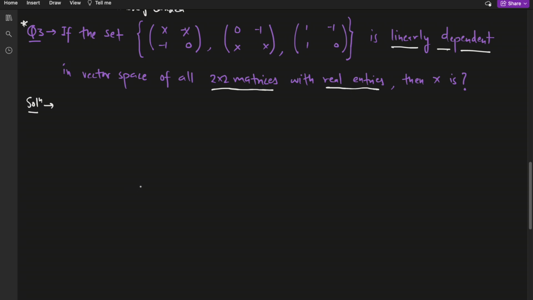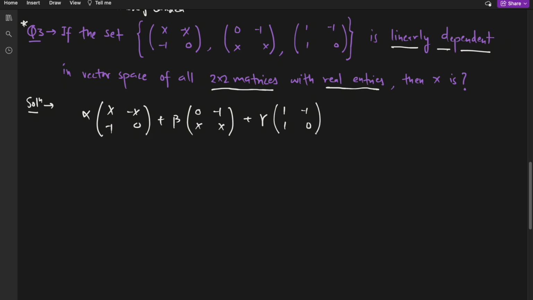All right, so if these are linearly dependent, then their linear combination, alpha times the first matrix, plus beta times the second matrix, plus gamma times the third matrix, is going to be 0 for any one of alpha, beta, or gamma not equal to 0. At least one of them should not be equal to 0. Then the set is linearly dependent, right?